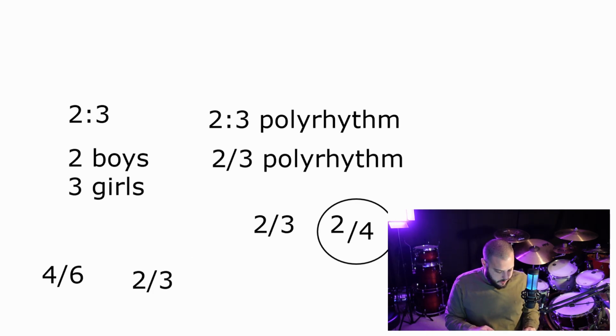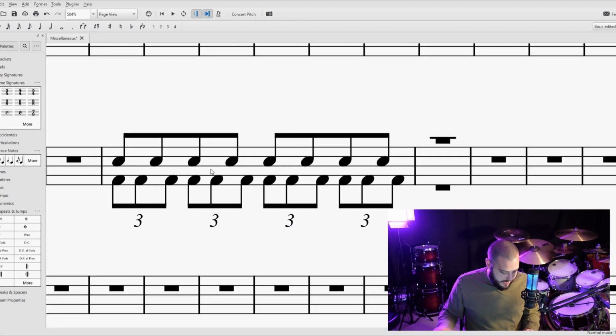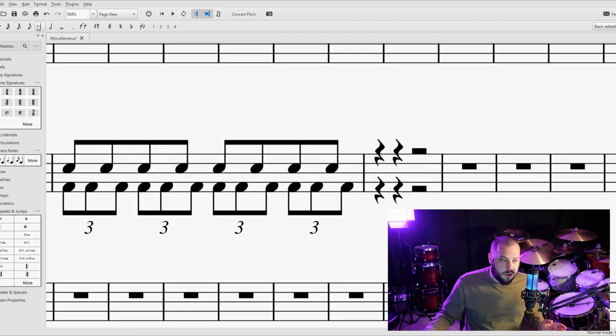Let's go to my other screen here. Can't stop. Can't stop once you've started. It stings. So here's our 2/3 polyrhythm, eighth notes versus eighth note triplets.